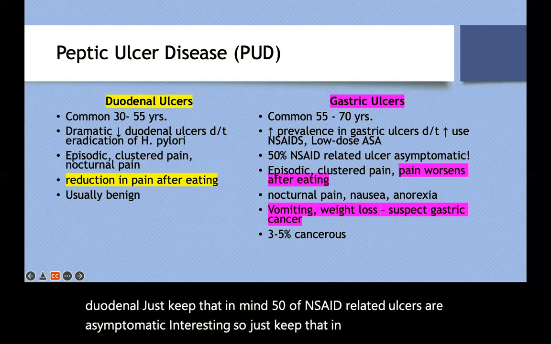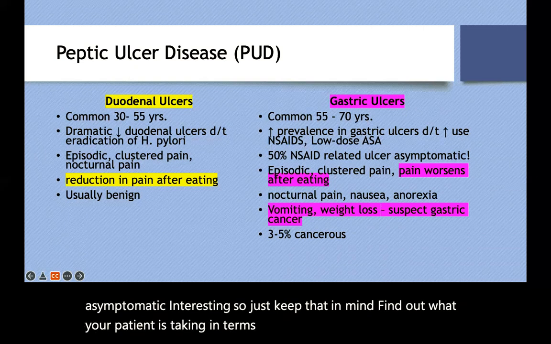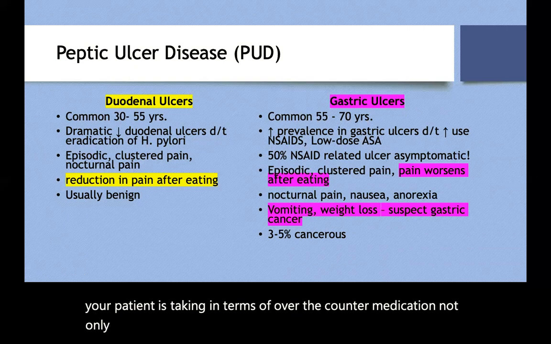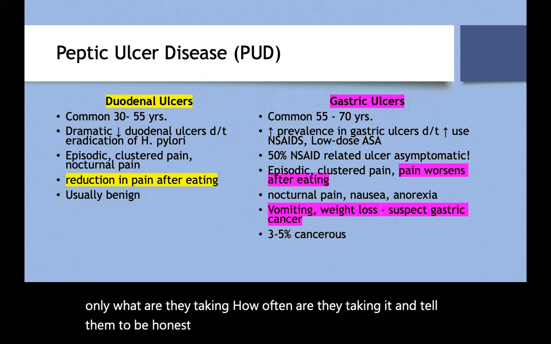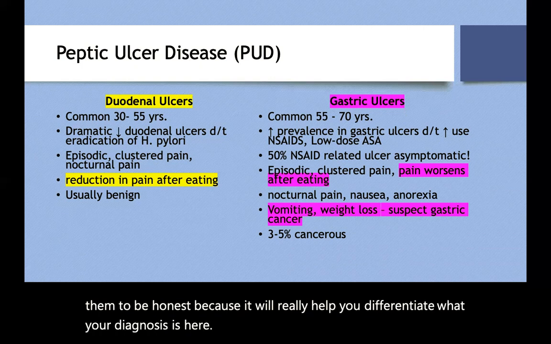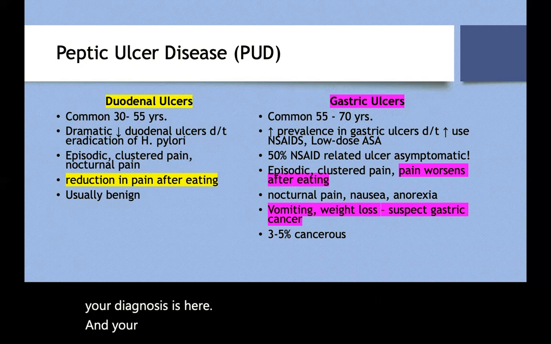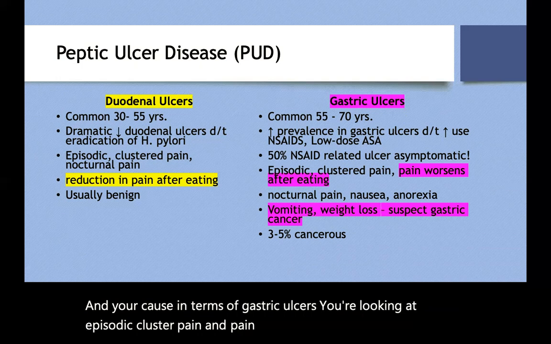Find out what your patient is taking in terms of over-the-counter medication. Not only what are they taking, how often are they taking it? And tell them to be honest, because it will really help you differentiate what your diagnosis is here and your cause. In terms of gastric ulcers, you're looking at episodic cluster pain and pain that worsens after eating.